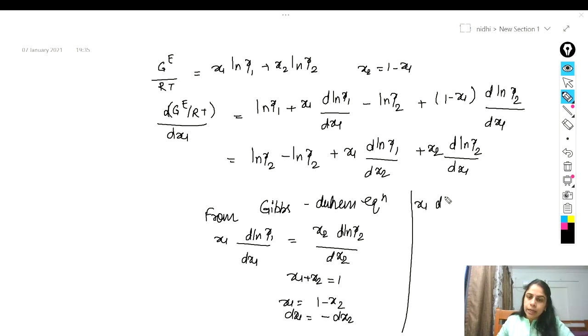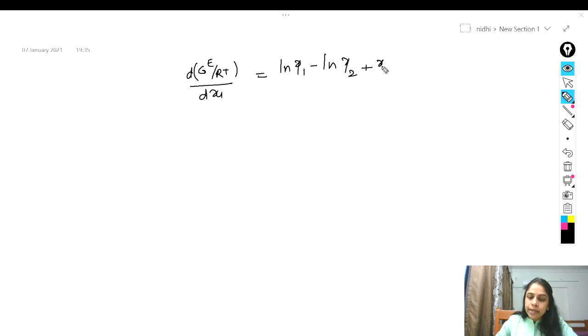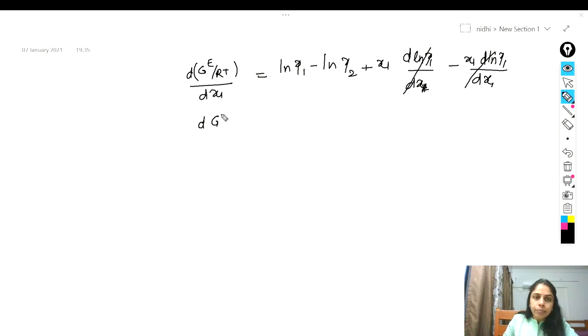So you will get x1 d ln gamma 1 upon dx1 minus x2, in place of dx2 we can put minus dx1, so d ln gamma 2 upon dx1. d(GE/RT)/dx1 is equal to ln gamma 1 minus ln gamma 2 plus x1 d ln gamma 1 upon dx1, and in place of x2 d ln gamma 2 upon dx1 we can replace minus x1 d ln gamma 1 upon dx1. This is also x1, so this is cancelled, and then we will have d(GE/RT)/dx1 equal to ln gamma 1 minus ln gamma 2.